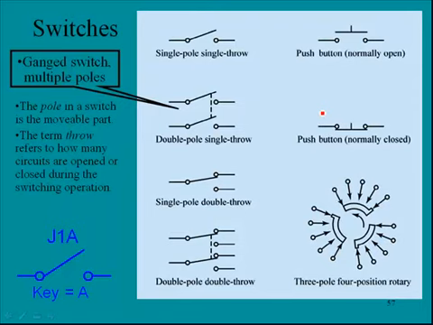Then we have a number of different types of switches, and this is by no means all switches, but this is representative of some of the switches that are used in electronic systems. The first one we'll look at is a single pole, single throw. What does that mean? Well, the pole in a switch is the movable part. So here you see this is the part that would move. In all these switches you can see there is a part that will move. The term throw refers to how many circuits are opened or closed during the switching operation.